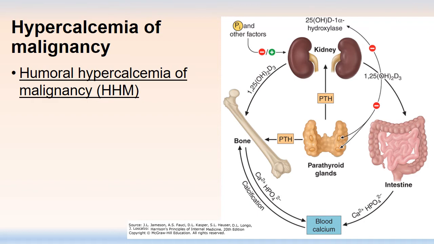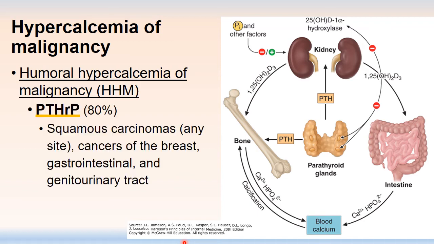Hypercalcemia can result from malignancy through multiple pathways. Humoral hypercalcemia of malignancy is essentially when a secreted substance results in elevations of calcium. And you can see normal calcium homeostasis in the diagram here on the right. The most common cause of humoral hypercalcemia of malignancy is by far parathyroid hormone-related protein, which is associated with multiple tumors, including squamous carcinomas of any site, but lung in particular, cancers of the breast, gastrointestinal tract, and genitourinary tract.